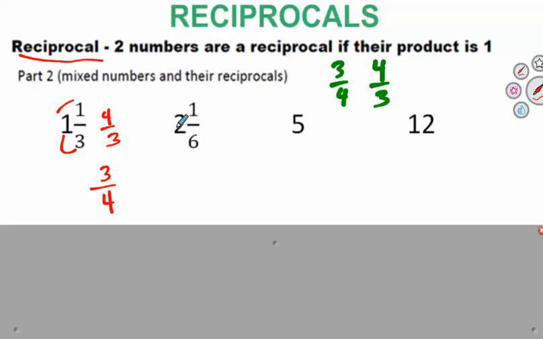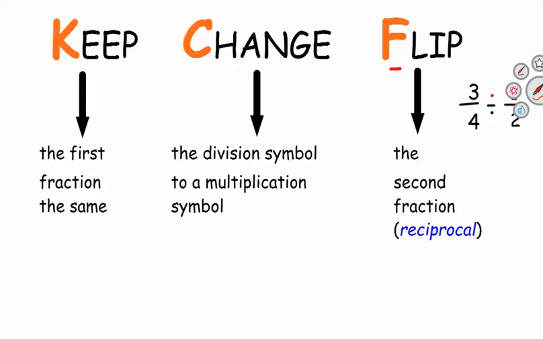2 times 6 is 12, plus 1 is 13/6. So its reciprocal would be 6/13. If I have 5 as a fraction, that would just be 5/1. So its reciprocal would be 1/5. All right, so that is important.